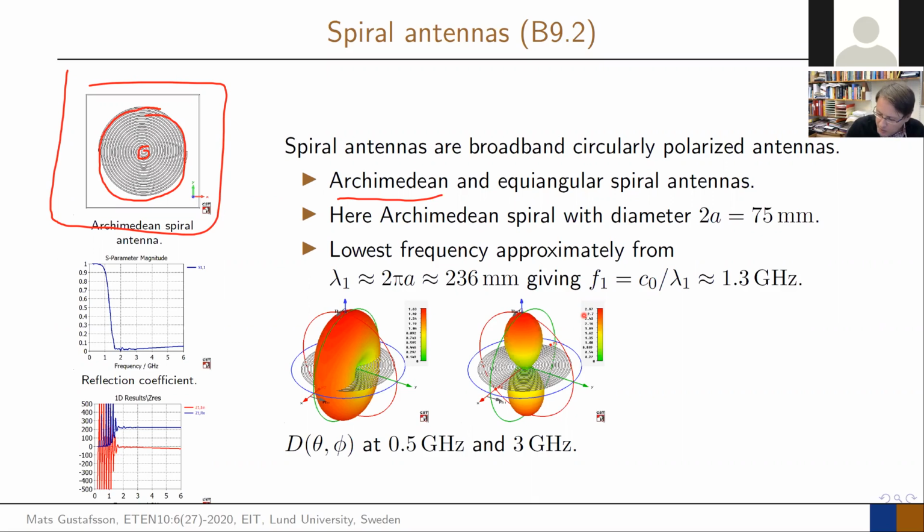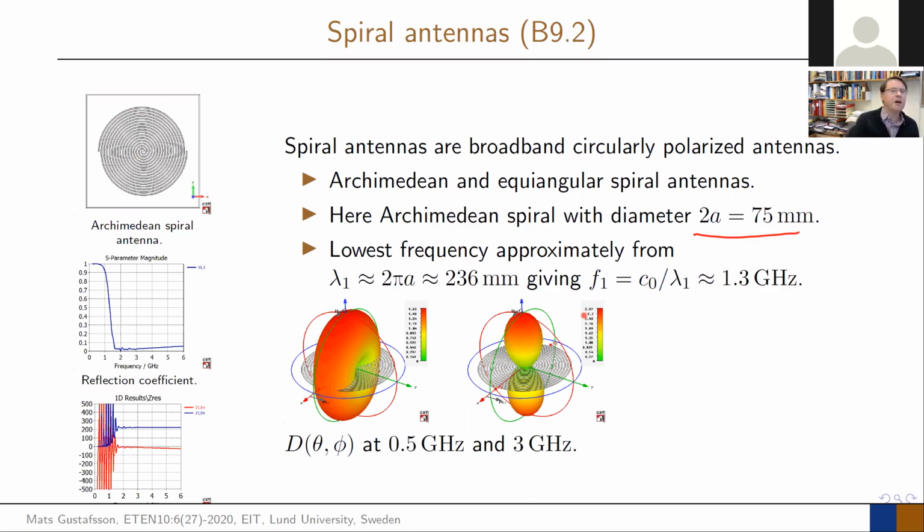There is another one called equiangular, which we'll come back to later in the course when we talk about really broadband antennas. If we take this one, it has a diameter of 75 millimeters. And if we look at the input impedance of this one, this is the S parameter, so the magnitude of the reflection coefficient. You can see here at very, very low frequencies, nothing happens. But when you go above approximately 1.34 gigahertz, the reflection coefficient is almost down to 0. So there is a frequency where it starts working, and then it just works when you move up in frequency.